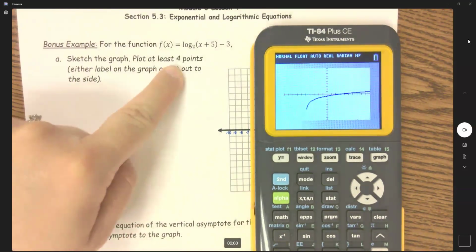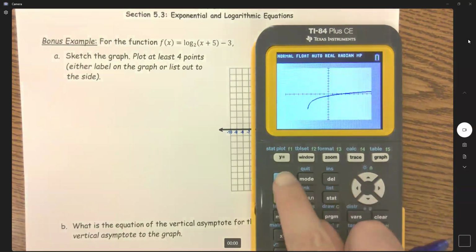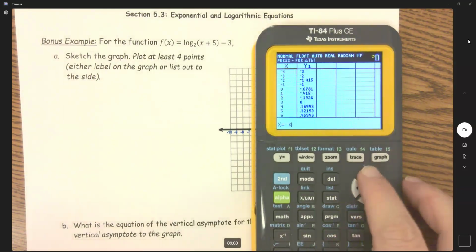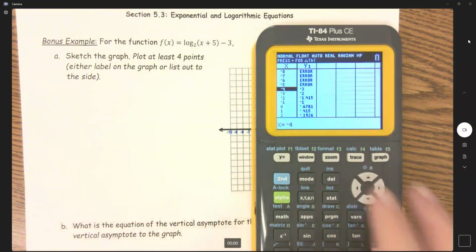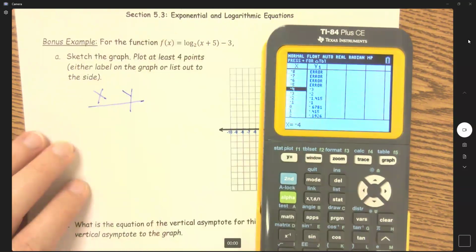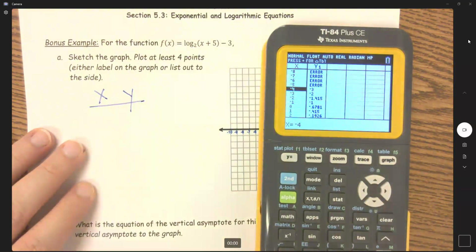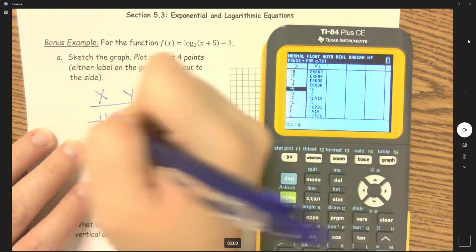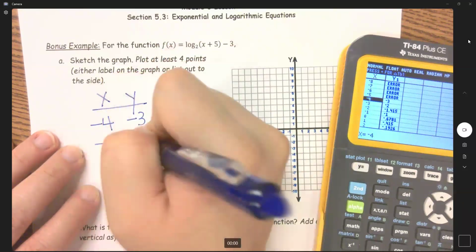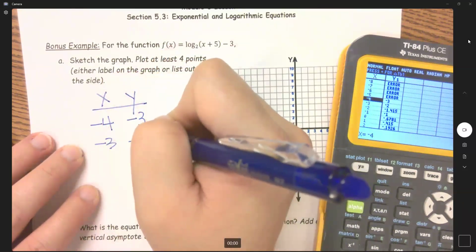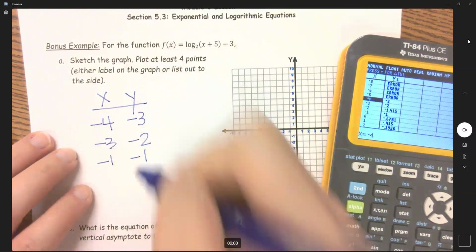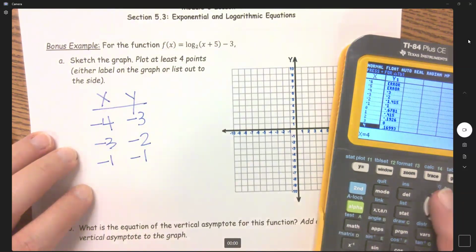So I want to plot at least 4 points, and I'm going to label those points off here to the side. So I'm going to go second graph to get to my table. And I am going to do any value here that fits on this graph. I want whole numbers. So I'm going to do -4, -3. We want -3, -2. We've got -1, -1. Let's see what else we can do. 3, 0.